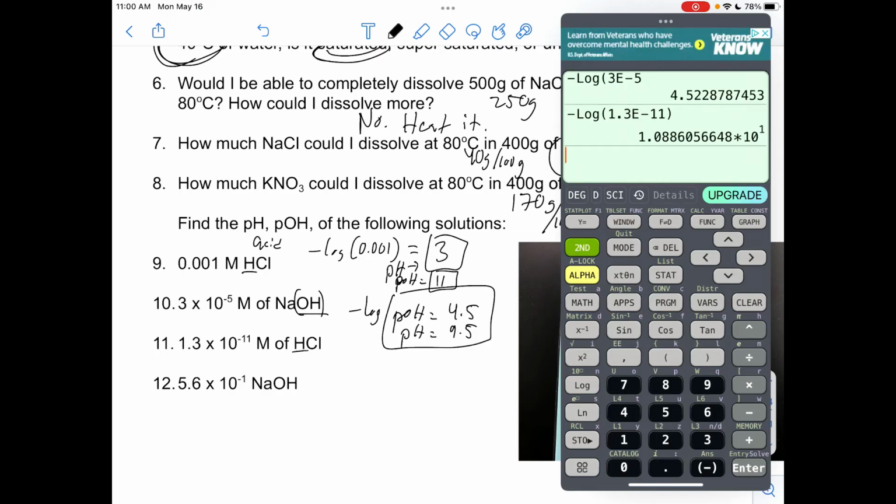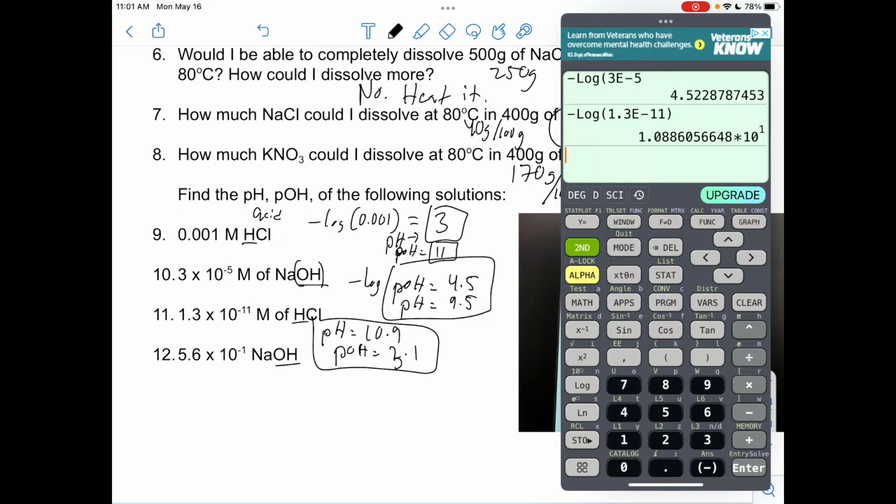Okay. HCl is an acid, so if I take the negative log, it's going to give me the pH. Negative log 1.3 e to the negative 11. So that's 10.9. So pH. pOH is 14 minus that, so what is that? 3.1.